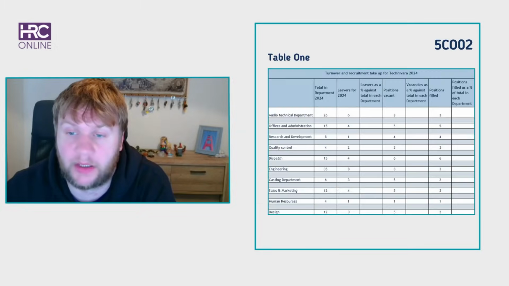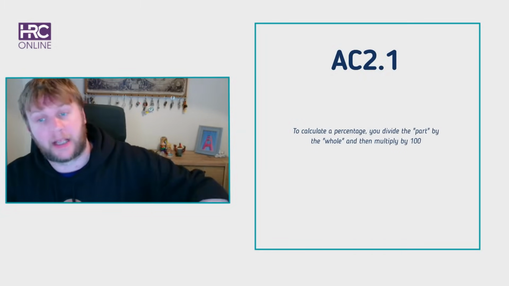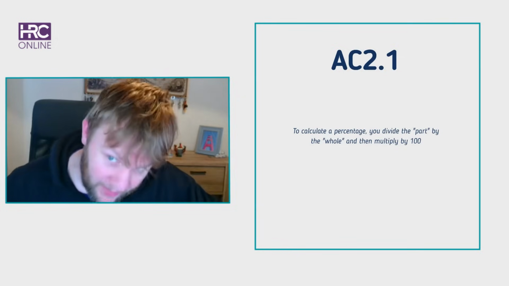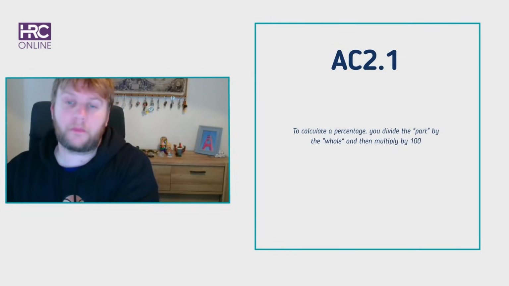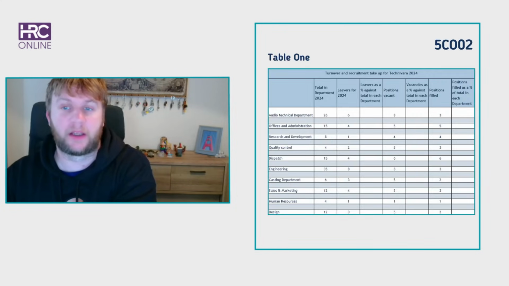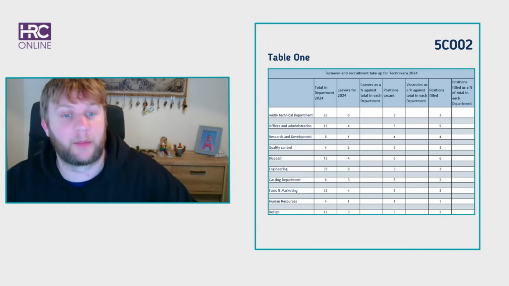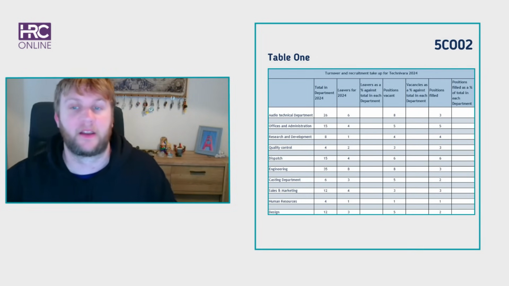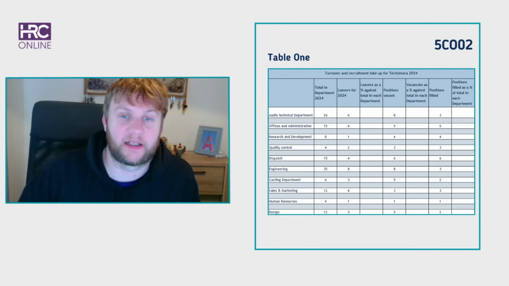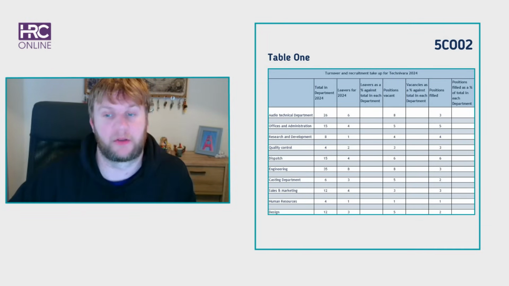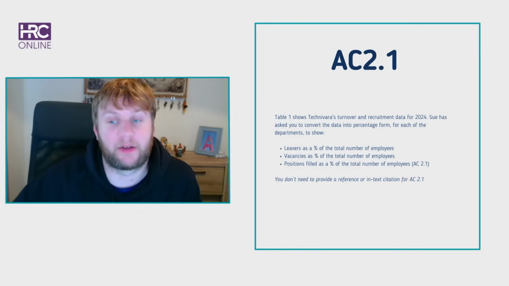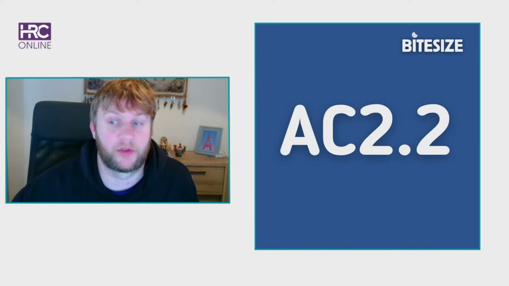So again, just to remind you, to calculate a percentage, you divide the part by the whole, and then you multiply by 100. So if you were to look at this, the whole number in the department is 26. The number of leavers, which is the part of people that have left, is 6. Part by the whole times by 100. There is no need to provide reference or in-text citations for 2.1.